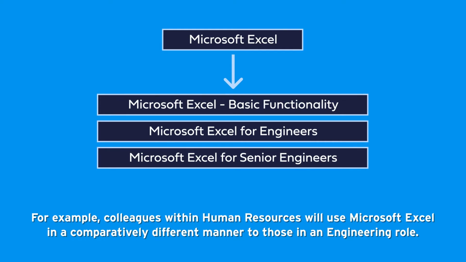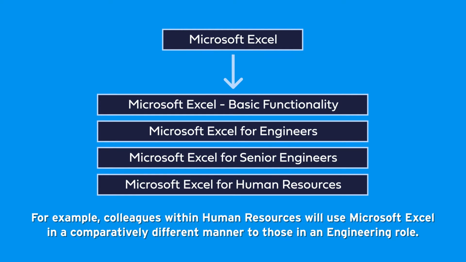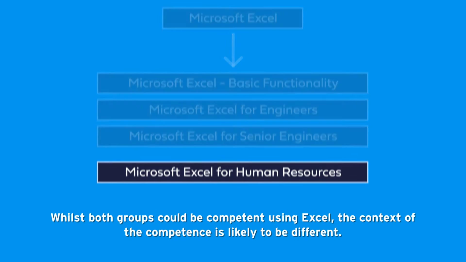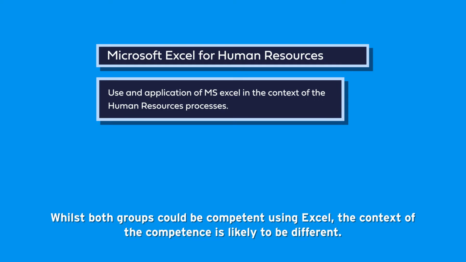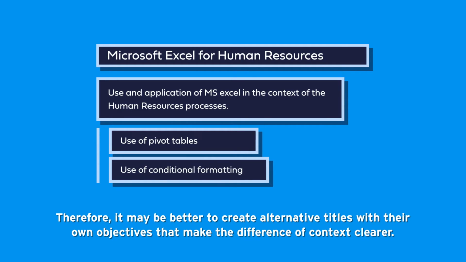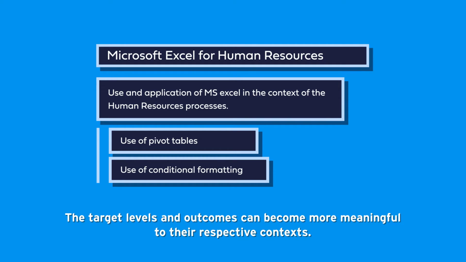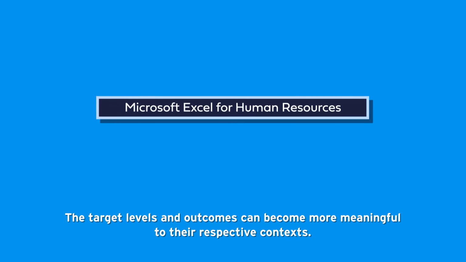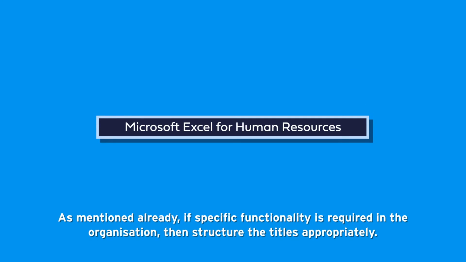For example, colleagues within human resources will use Microsoft Excel in a comparatively different manner to those in an engineering role. Whilst both groups could be competent using Excel, the context of the competence is likely to be different. Therefore, it may be better to create alternative titles with their own objectives that make the difference of context clearer. The target levels and outcomes can be more meaningful to their respective contexts. As mentioned already, if specific functionality is required in the organisation, then structure the titles appropriately.